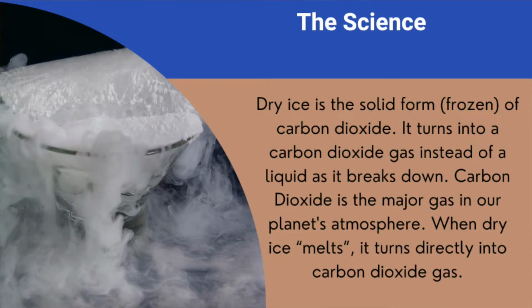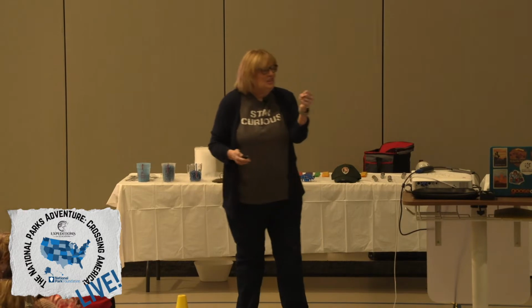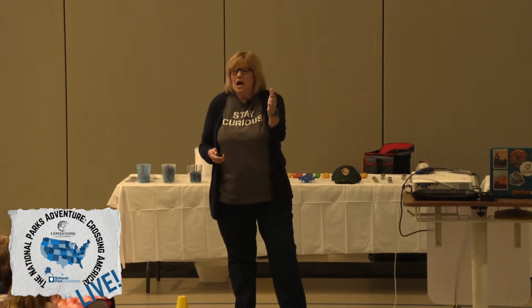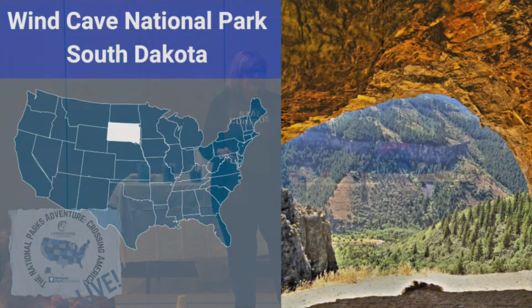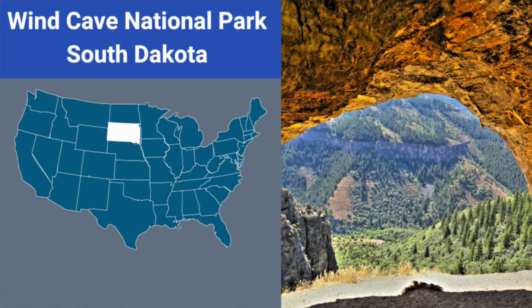Let's look at the science behind this. So dry ice is the solid form of carbon dioxide. So Yellowstone is known for the geysers. So let's go a little bit east to South Dakota, and we're going to visit the Wind Cave National Parks.